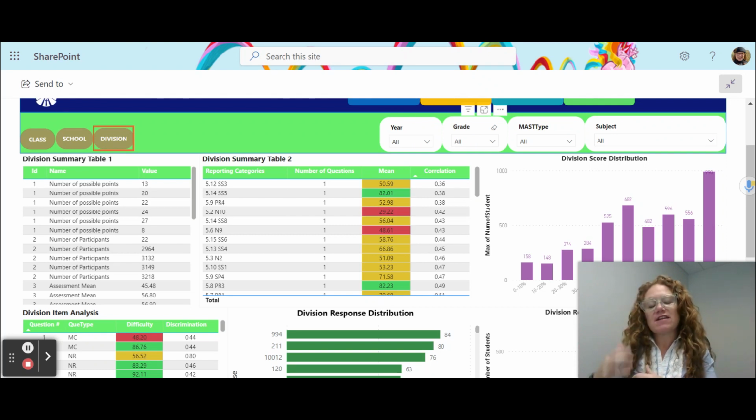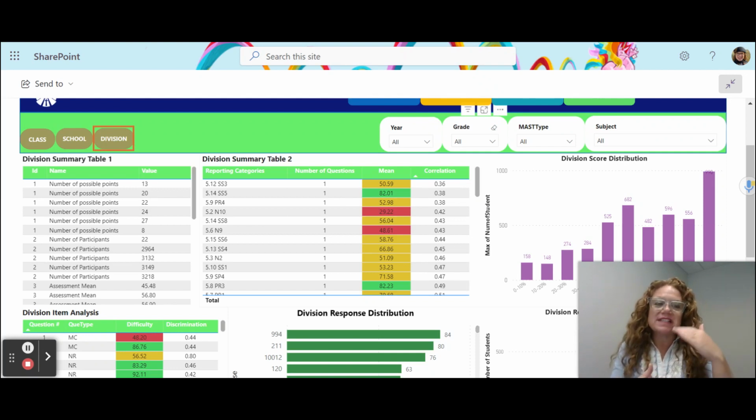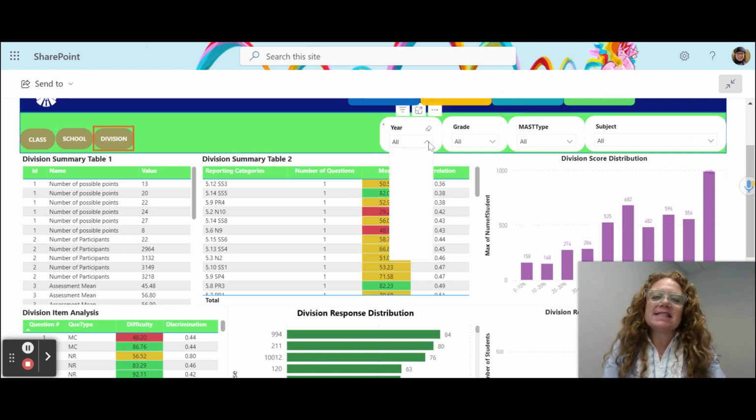Now, depending on if you're a teacher, a learning coach, or you are an assistant principal or principal, you're going to be interested in different data and you'll have different drill down options. So please keep that in mind. But the basic options is you're going to select the year. Right now, it only has the 2022-2023 formative data in there. Next year, of course, it will have the new year in there.